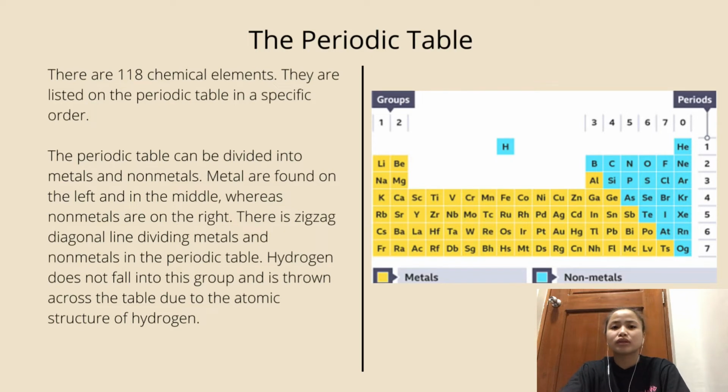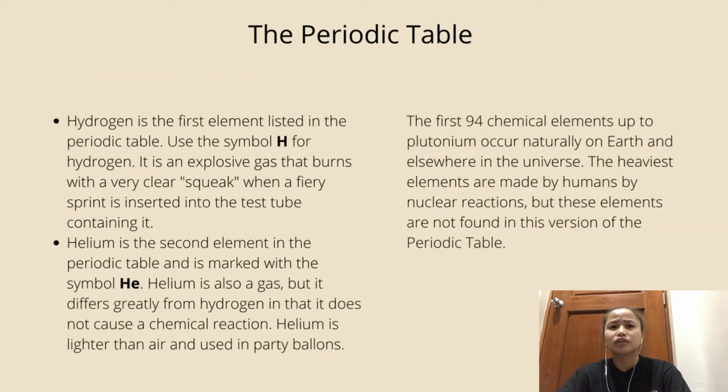This is because of hydrogen's atomic structure. So, hydrogen is the first element listed in the periodic table. We use the symbol H for hydrogen. It is a gas which burns with a very clear squeaky pop when a burning splint is inserted into a test tube containing it.